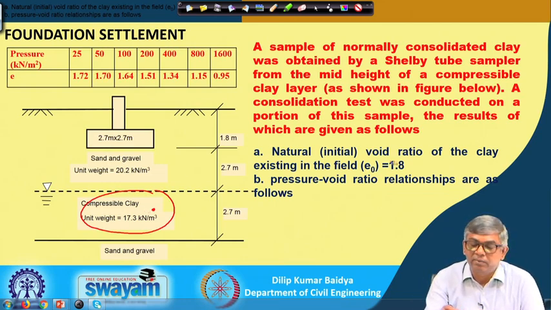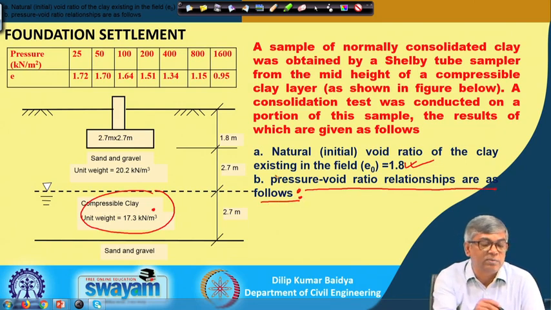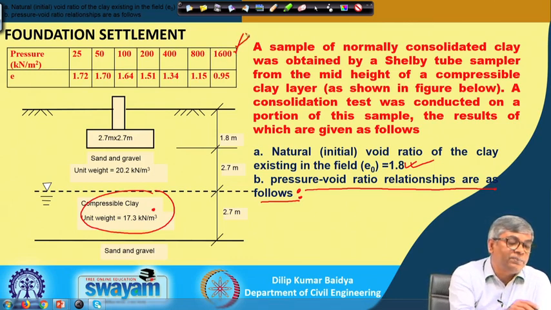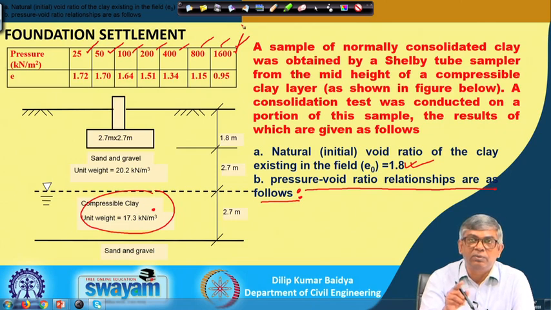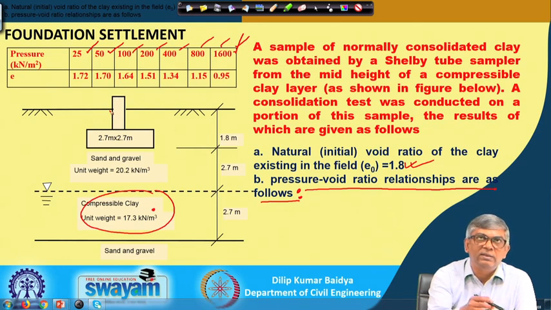That is the natural void ratio of the clay, which is 1.8, and the pressure void ratio relationship is given as follows. A table could have been here, but because of space adjustment I kept it here, and you can see pressure 25 kilonewton per meter square, 50, 100, 200, 400, 800, 1600. This is the procedure we follow in a consolidation test: each pressure increment is doubled from the previous one. Initially 25, then 50, then 100, then 200, then 400, then 800 and 1600, like that.